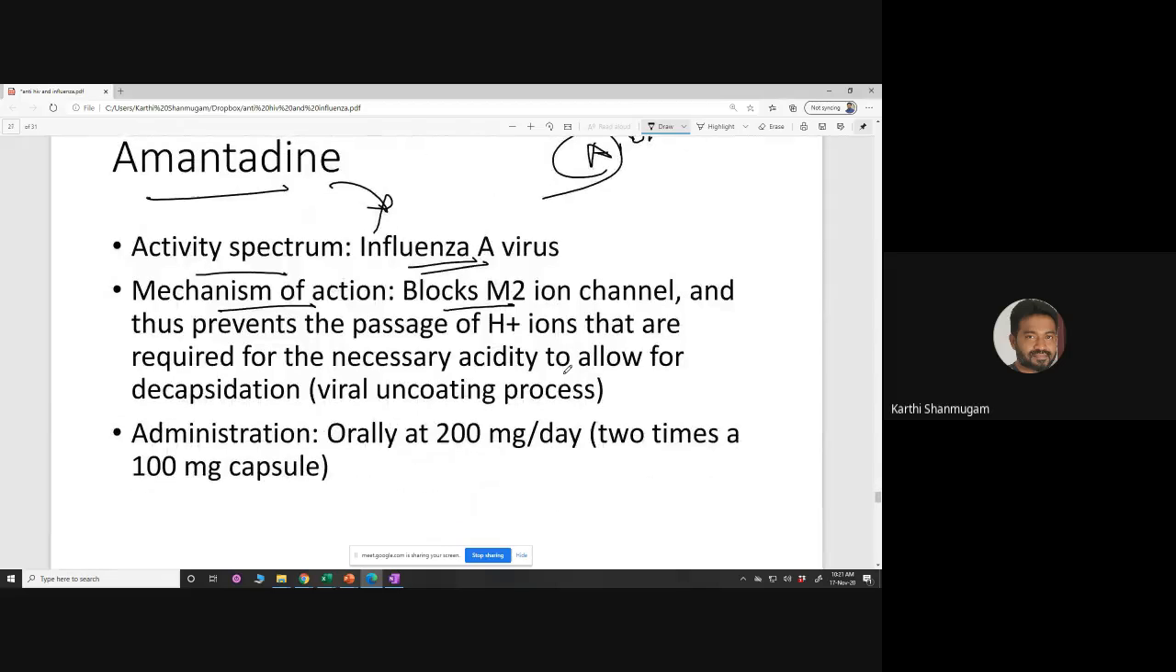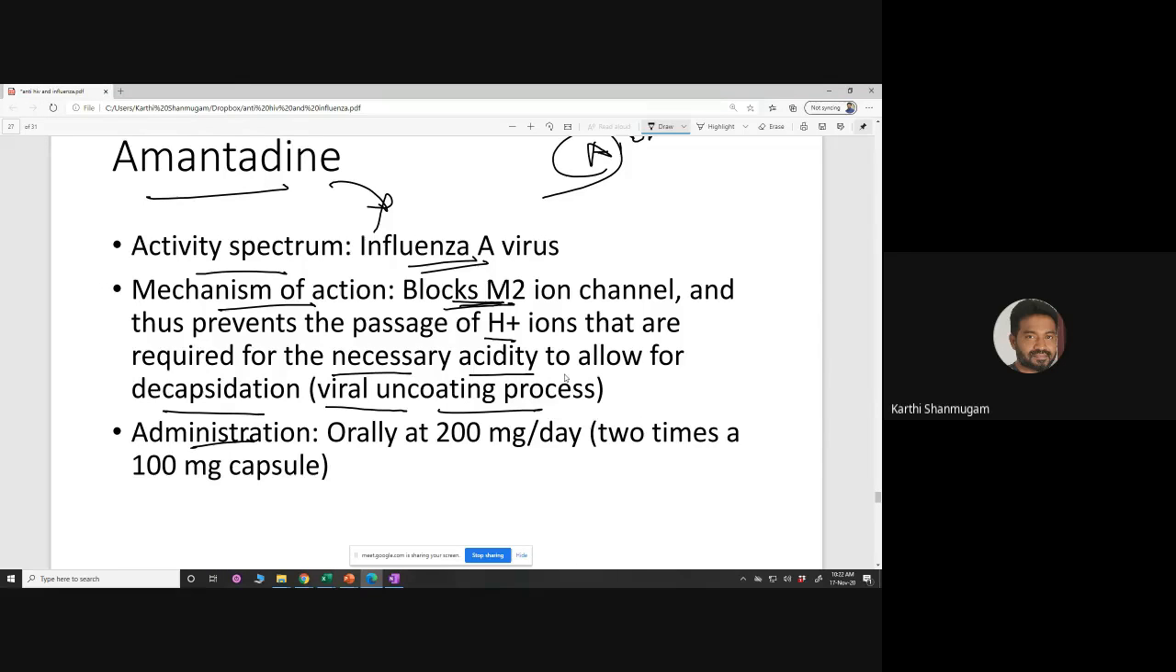Okay. So it blocks the M2 ion channel and thus prevents the passage of H plus ions that are required for the necessary acidity to allow for decapsidation, right? So this lysis process is what is called decapsidation, which means the viral uncoating process. So we stop the viral uncoating process completely.